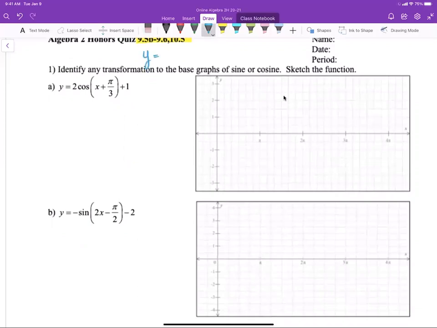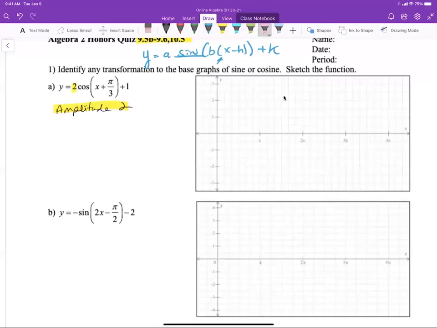Don't forget that we have y equals a, either sine or cosine. I'll just put sine in there. And we have b times x minus h plus k. If there's nothing in front of x, then we don't have to worry about b. And that's the case in this first graph. So let's take a look. I have a 2. I have an amplitude of 2.